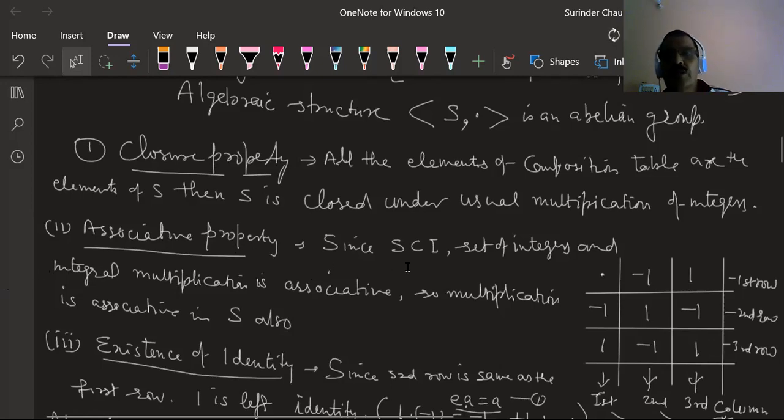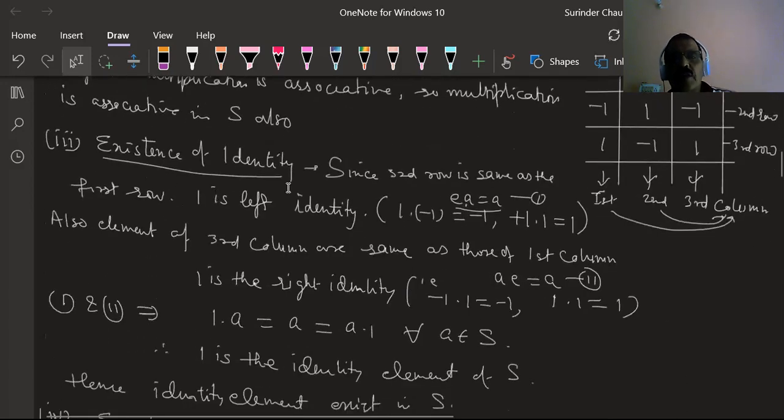Associative property. Since S is the algebraic system we are discussing, it is a subset of integers, and integer multiplication is associative. We have read this in the earlier lecture. So multiplication is associative in the set S, because all the elements, including minus 1, are also integers. If we take a is 1, b is minus 1, c is minus 1, again (a into b) into c is equal to a into (b into c) holds true.